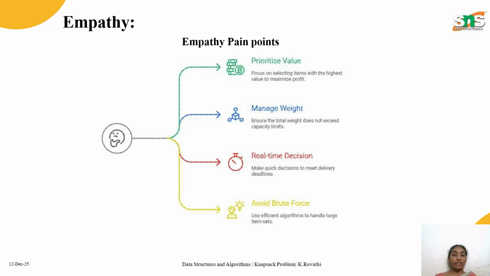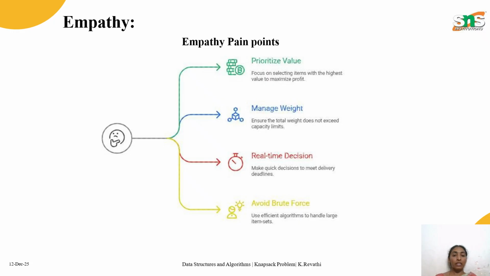Let's understand the pain points of Maya Singh. There are many items to choose from. The capacity of the truck is so limited. If Maya chooses the wrong items, profit will be less. If she checks all possible combinations, it will take a lot of time. So she needs a fast and smart method to make the decision efficiently.